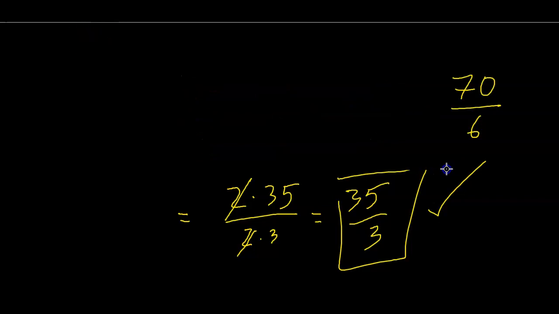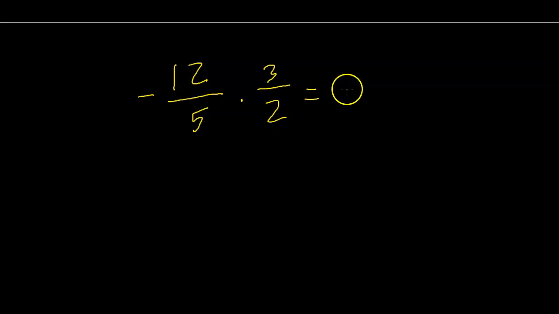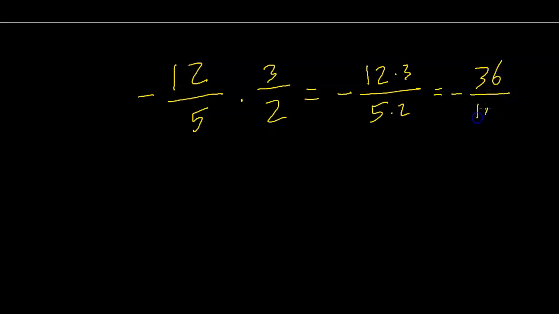Let's do another example or two. Let's say we had negative 12 over 5 times 3 over 2. Why not? Negative 12 over 5 times 3 over 2. First, let's think. Is our answer going to be negative or positive? We have a negative fraction times a positive fraction. Negative times positive. The answer is negative. And now we just worry about multiplying across the numerator, 12 times 3, and across the denominator, 5 times 2. 12 times 3 is 36. Don't forget our negative. And 5 times 2 is 10.